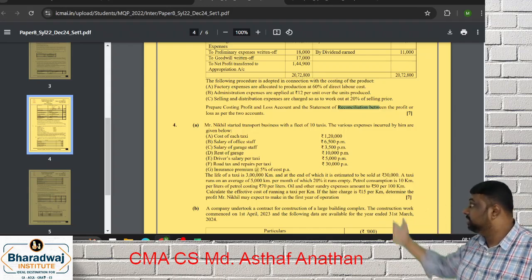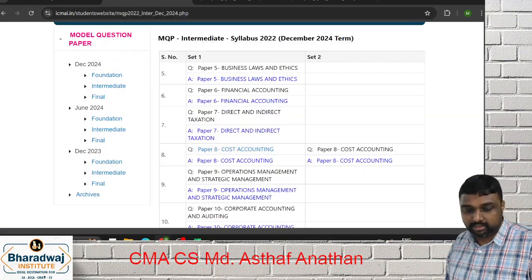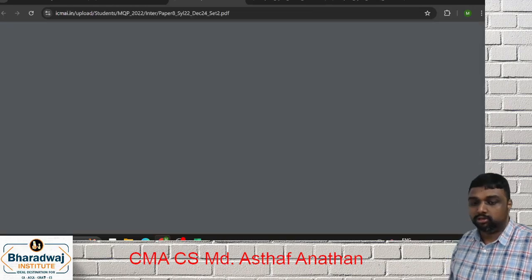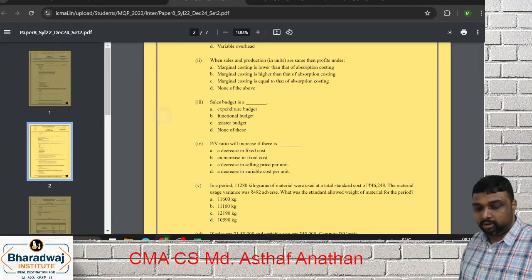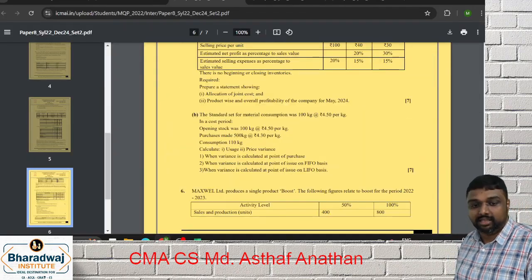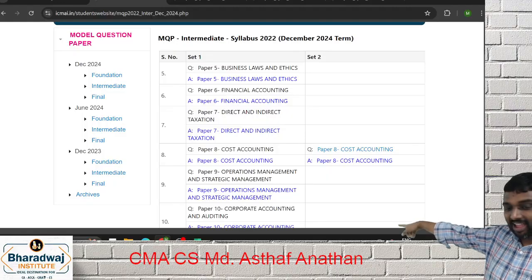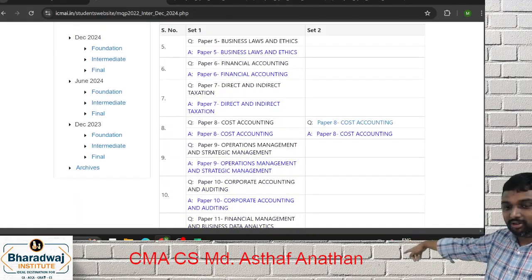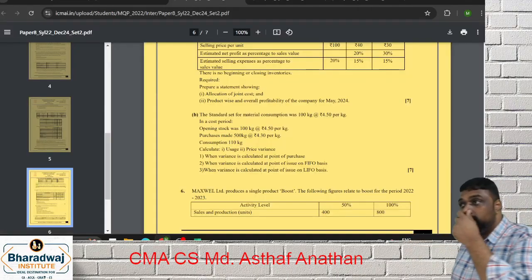So here in this MTP, now we have two MTPs, I guess. We have MTP number 2 also, set 2. If you go through set 2, this is the set 2 recently released. See, it was not there yesterday. And we are very lucky, for cost accounting only it is released. Set 2. Are you clear?